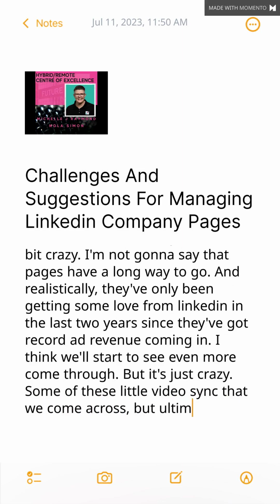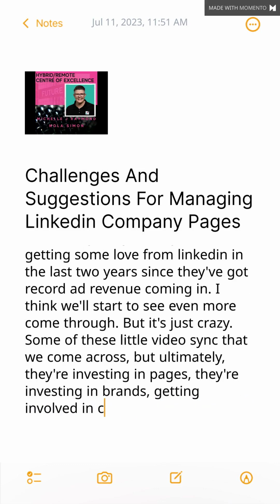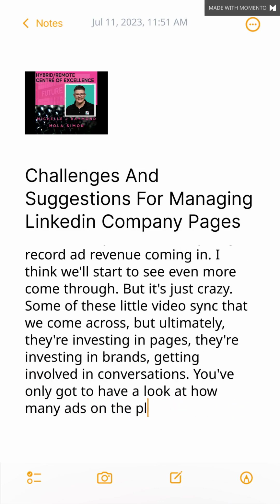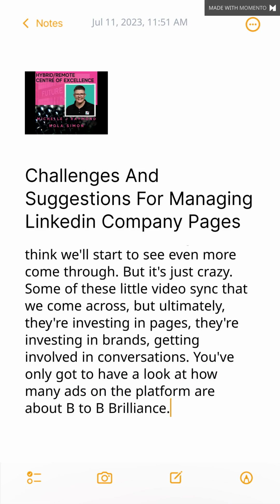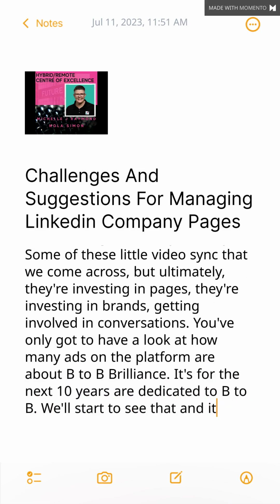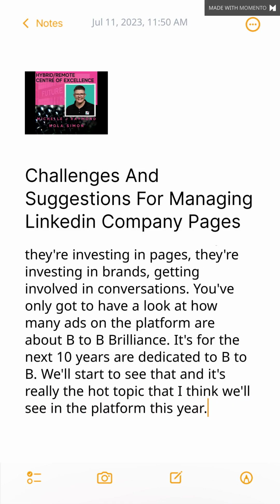But ultimately, they're investing in pages, they're investing in brands, getting involved in conversations. You've only got to have a look at how many ads on the platform are about B2B brilliance. It's the next 10 years are dedicated to B2B. We'll start to see that. It's really the hot topic that I think we'll see in the platform this year.